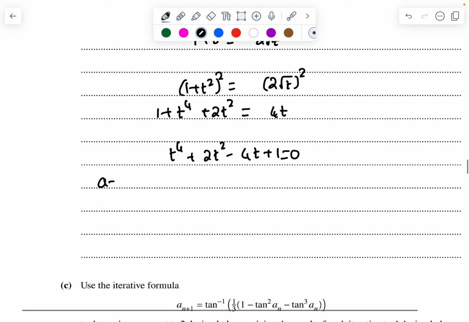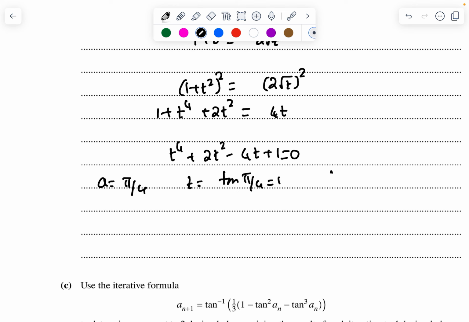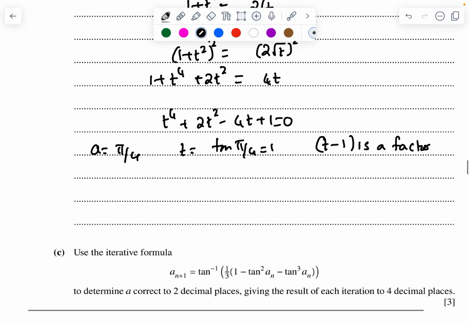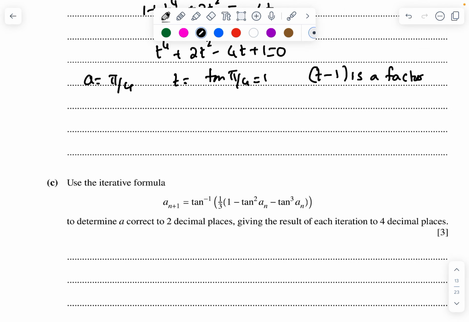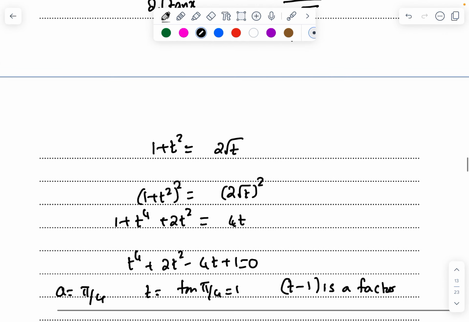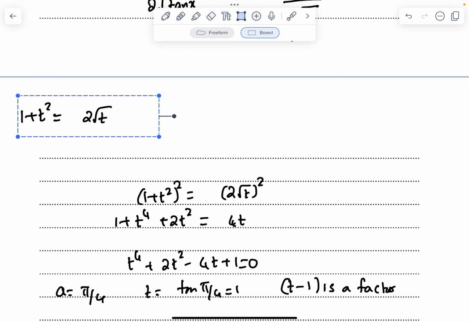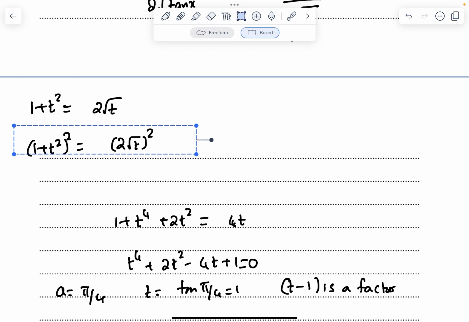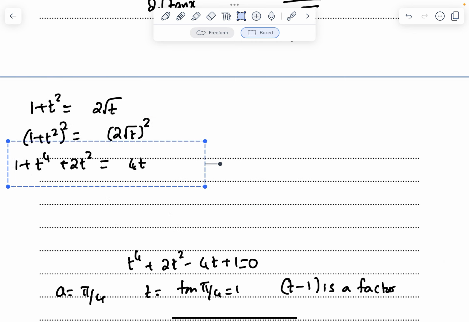Now we know that when a equals pi by 4, t equals tan pi by 4, which is going to be 1. So t minus 1 is a factor. T minus 1 is a factor. So I am going to do the long division for this.